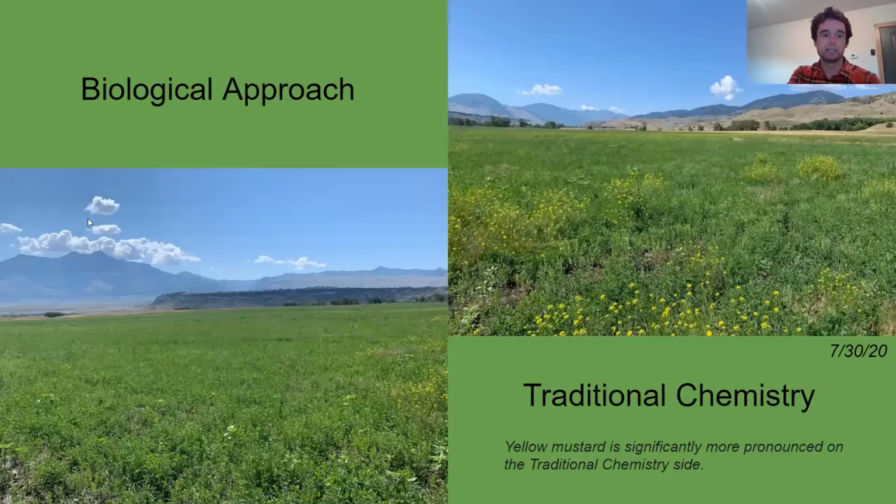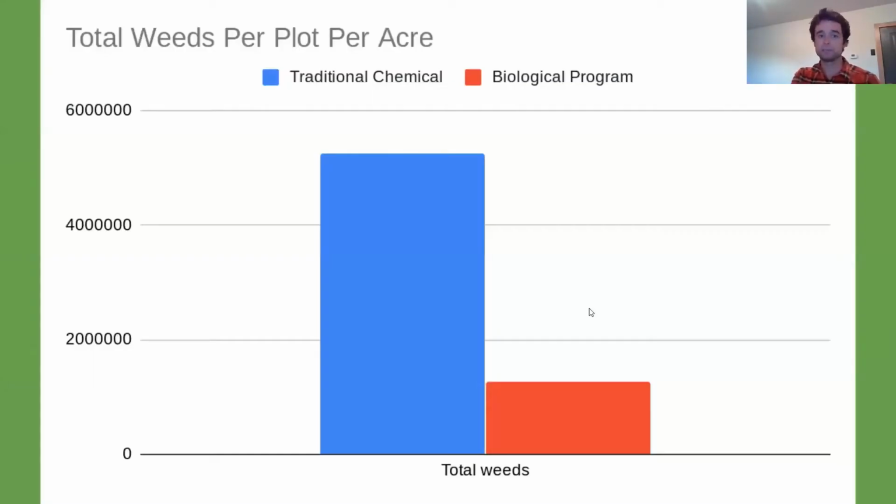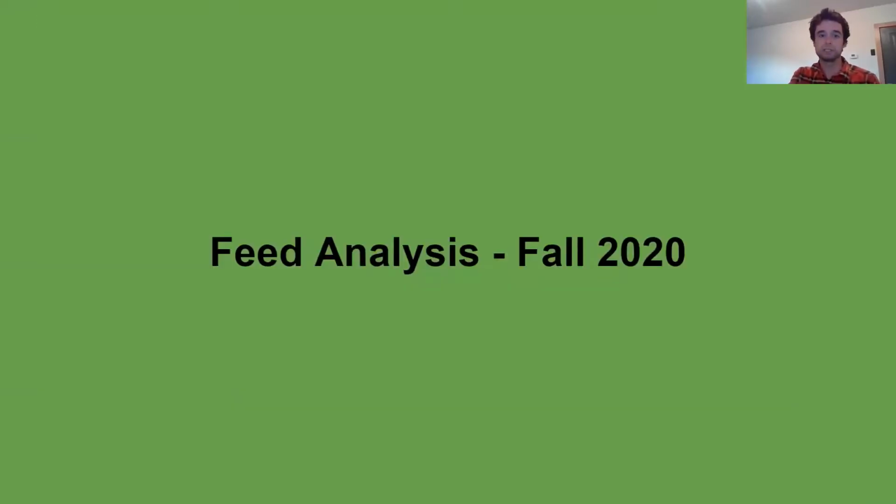On the biological side, there was significantly less mustard. And when we did the sampling, we saw there were about 4 times as many weeds on the traditional chemistry side. Just having that soil not be balanced for the perennial grasses we wanted, as you could tell from the pre-testing, it was going to be set up to have more of these annual weeds.